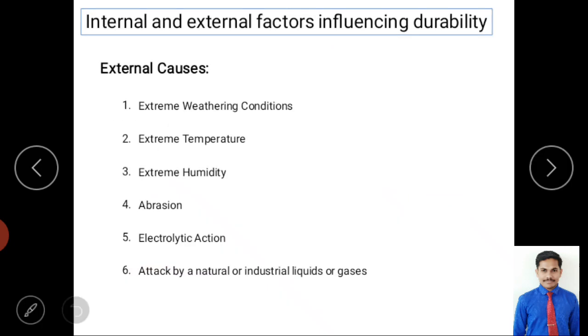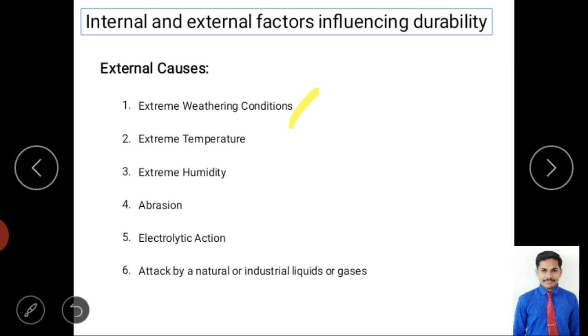So next we'll see internal and external factors influencing the durability. Internal means within the concrete, and external factors are outside the concrete, which are affecting the durability. So one is extreme weather condition. So weather condition is not good. For example, more rain condition.